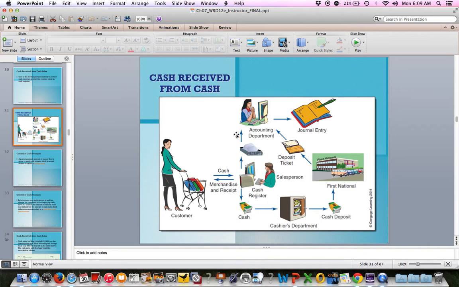But notice that we split those duties up, right? We've got a cashier. That cash register is internally recording these sales. That salesperson can't change those without some kind of a supervisor to help override something if a mistake was done. Cash is going to one department, accounting's happening in another department, and we get a deposit ticket to match up the fact that the two departments did the right thing, that they agree in the dollar amount deposited.